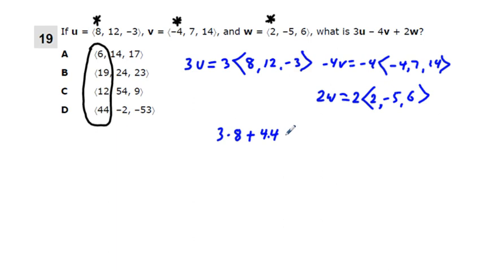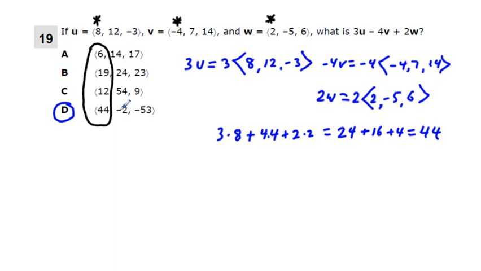So our only possible answer is D, and then to be thorough, we can go ahead and try the other second values by multiplying 3 times 12, negative 4 times 7, and 2 times negative 5, and so on, to find our second value in that composite vector.